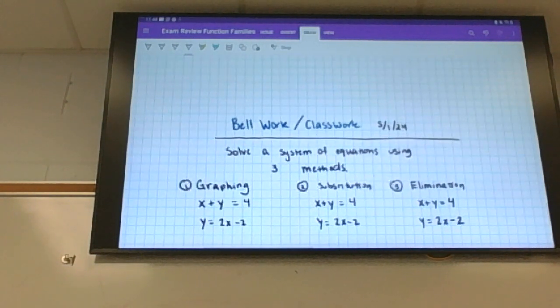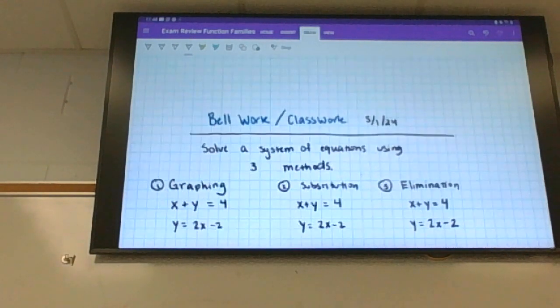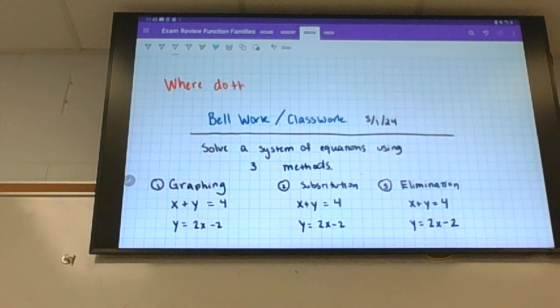It's the same equations in every single problem. So the question we're asking is, where do the lines cross? What point do they have in common? Well, that was pretty faint.